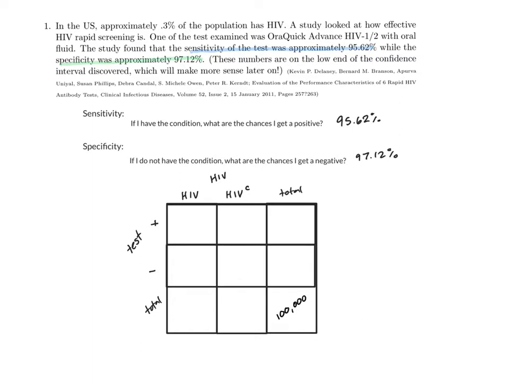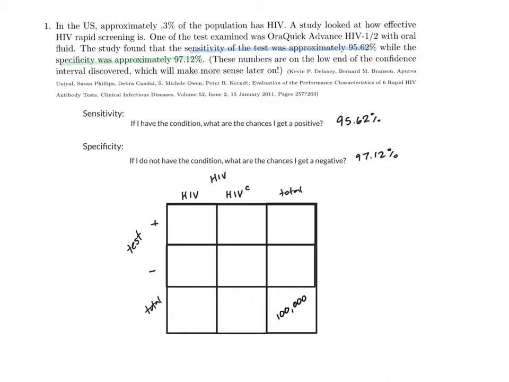Now I've got that, I'm going to go ahead and start filling out my table. To do that, I look back at what's given to me, and I know from up here, the sensitivity is 95.62%, the specificity is 97.12%, and there's one other little piece of information I have up here. And that is at the very top, it tells me 0.3% of the population actually has HIV. So, from my table, I know I'm dealing with 100,000 people. And what that top tells me is 0.3% of those 100,000 people will have HIV.